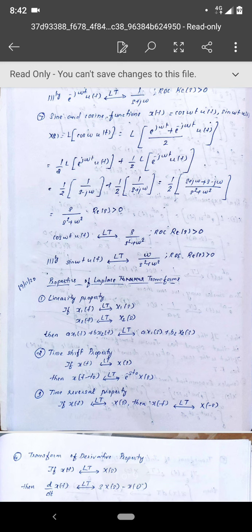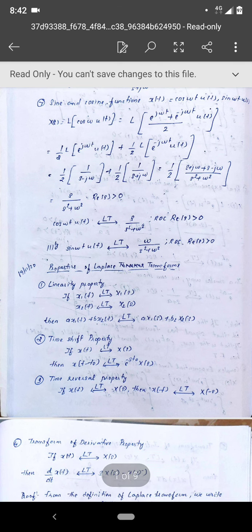Then time shift. This is another very important property. If x of t Laplace transform leads to X of s, then if I delay that signal x of t by t naught seconds, or shift the signal by t naught seconds, then Laplace transform of such a signal will be e raised to minus s t naught X of s. So X of s is actually the Laplace transform of x of t, and that X of s will be multiplied by e raised to minus s t naught. That is the Laplace transform of x of t minus t naught.